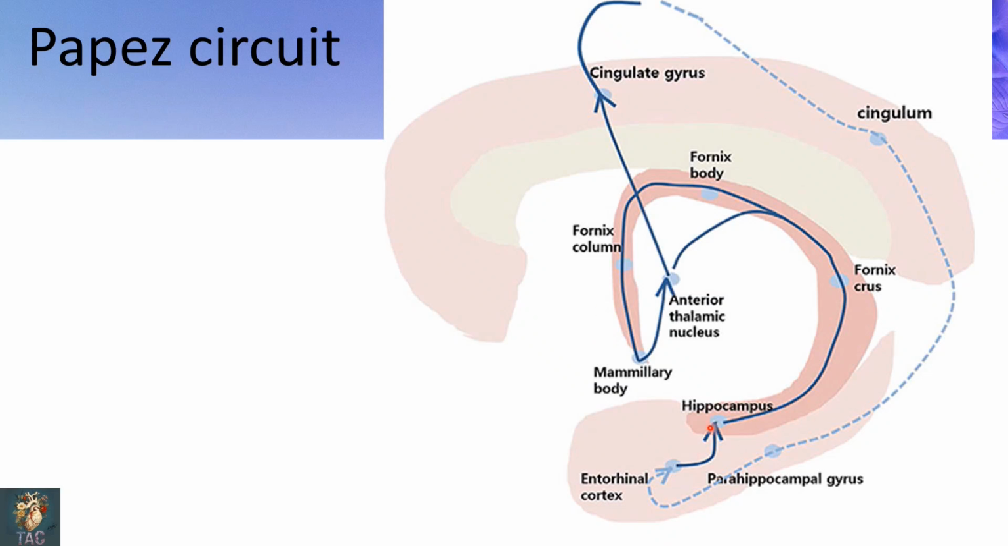Again, I repeat, starting from the hippocampus, passing to the fornix, the crus of the fornix, body of the fornix, to the mammillary body, then into the anterior thalamic nucleus, to the cingulate gyrus, from the cingulate gyrus passing to the entorhinal cortex, and then to the hippocampus.